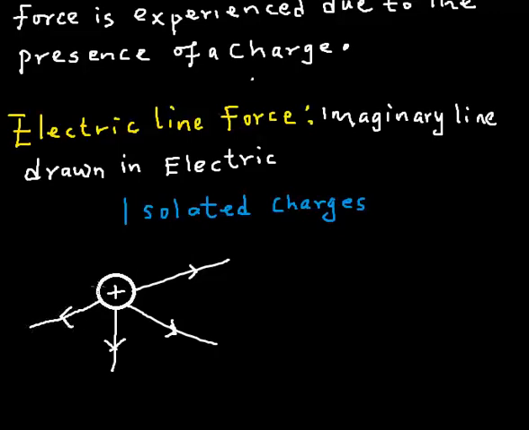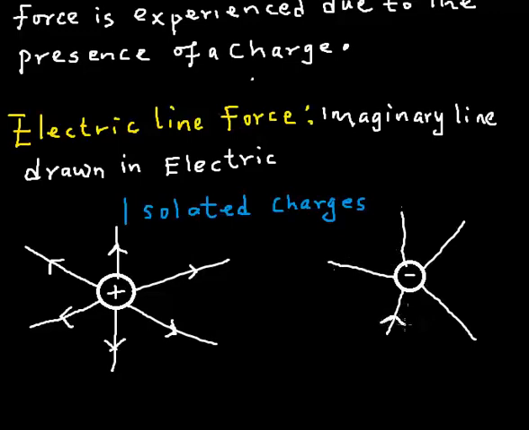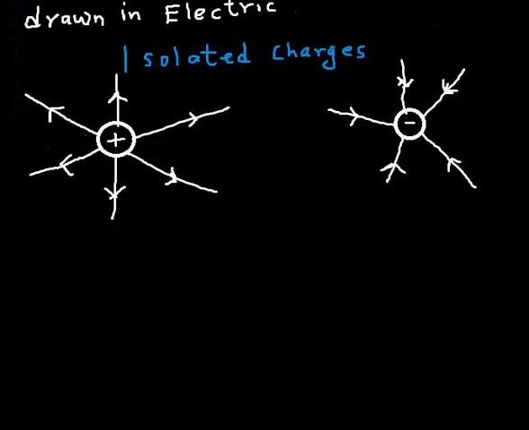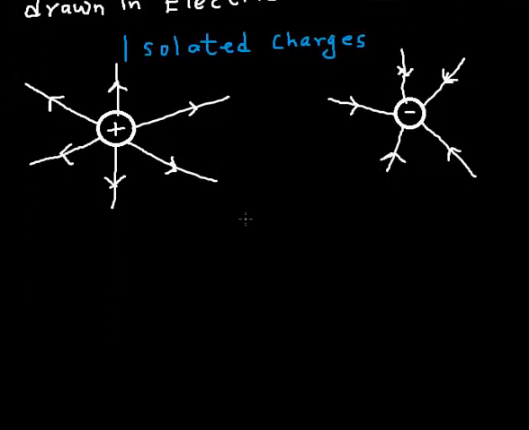So this is for an isolated positive charge. Take note that the arrow will always point outward. Then an isolated negative charge is of course going to be the same, but this time the arrow points inward. So for a positive charge, the arrow points outward, but for a negative charge, the arrow points inward. That's number one.